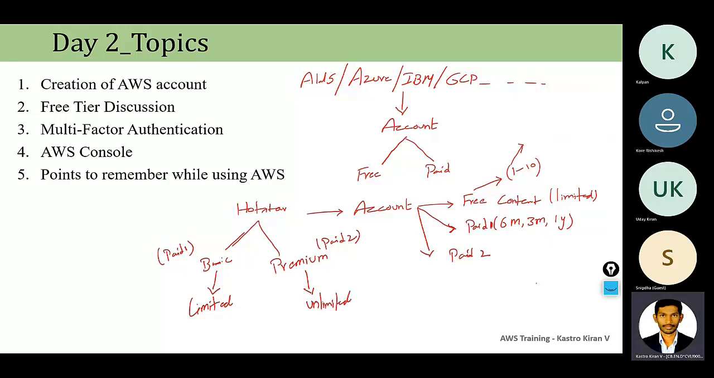Now, if you take the difference between paid one and paid two, let's say paid one is costing you some 500 rupees per year. Paid two, which is the premium one, might be costing you some 1,000 rupees per year. The lower the amount, the lower the features that you are going to enjoy. The higher the subscription amount, the higher the features that you are going to enjoy.